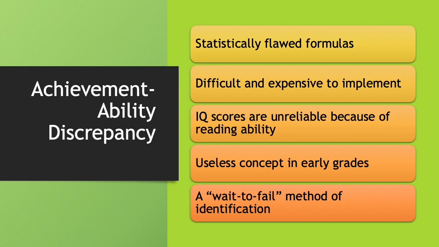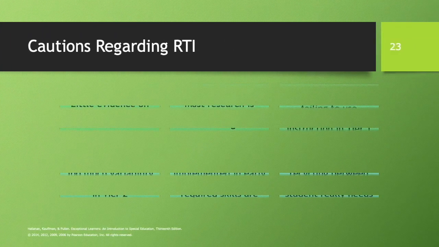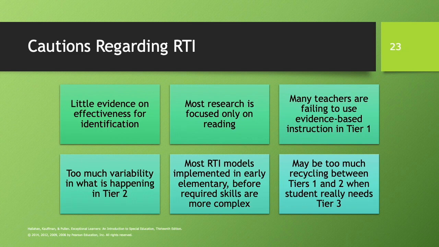We also want to make sure we avoid a wait to fail method of identification, which is what the system did. We wait for the child to show difficulty for a long period of time before testing them with their ability versus IQ score. Instead of using a wait to fail method, many schools and districts incorporated the use of response to intervention, or RTI. But there were a few precautions to consider: there was little evidence on the effectiveness of identification using RTI, and most of the research is focused only on reading.